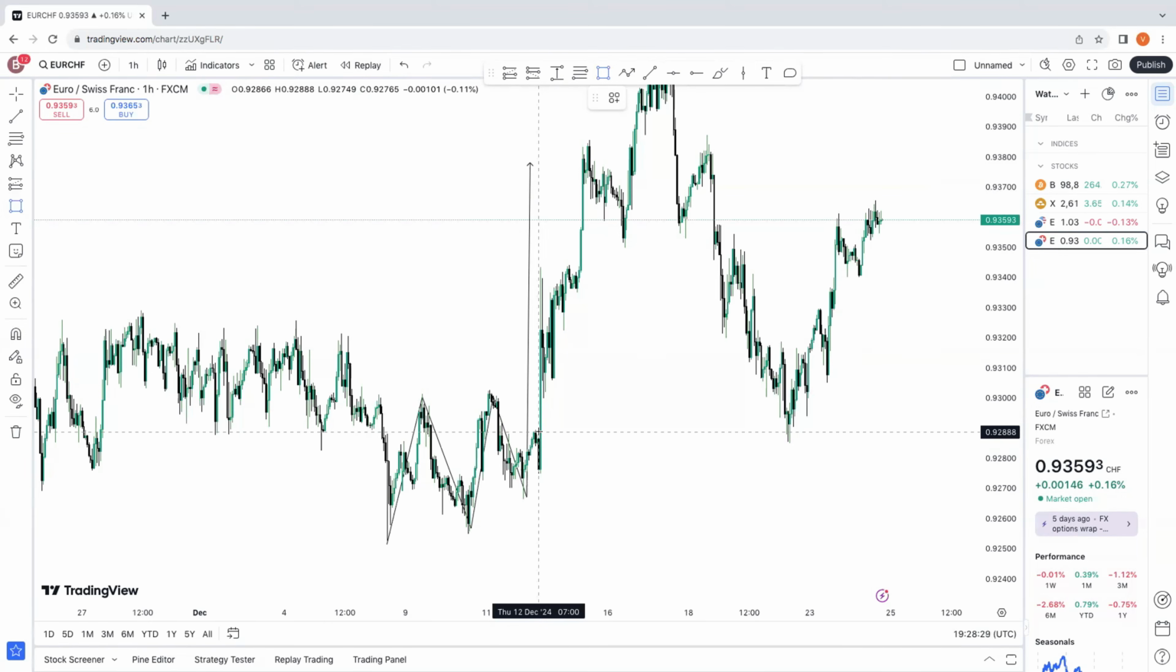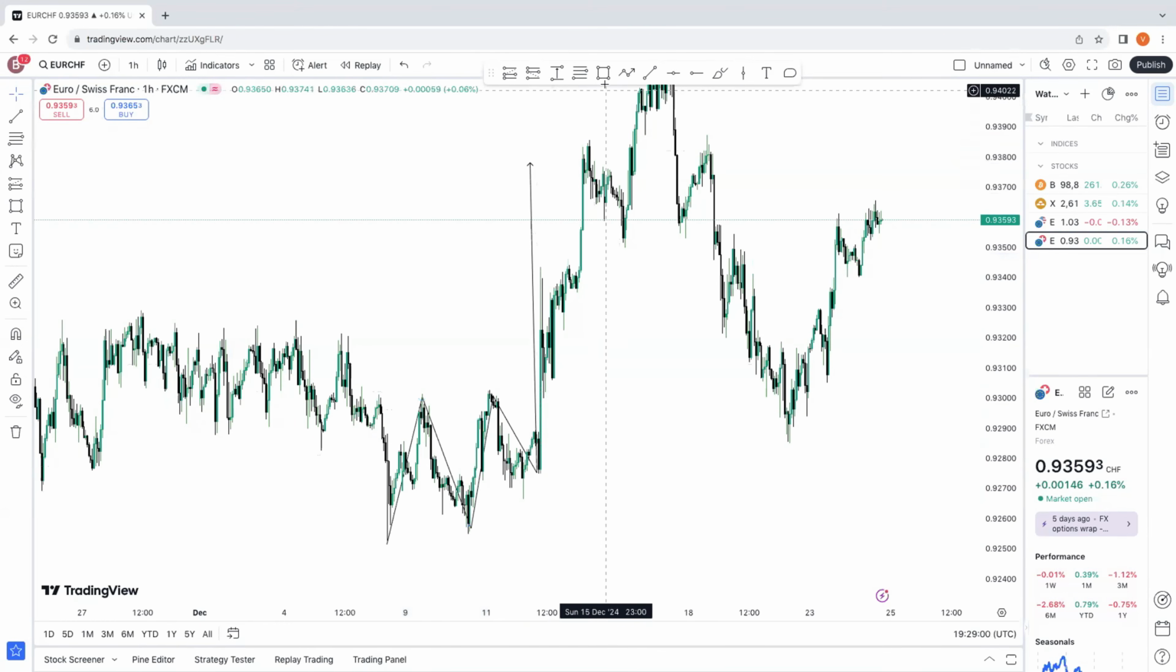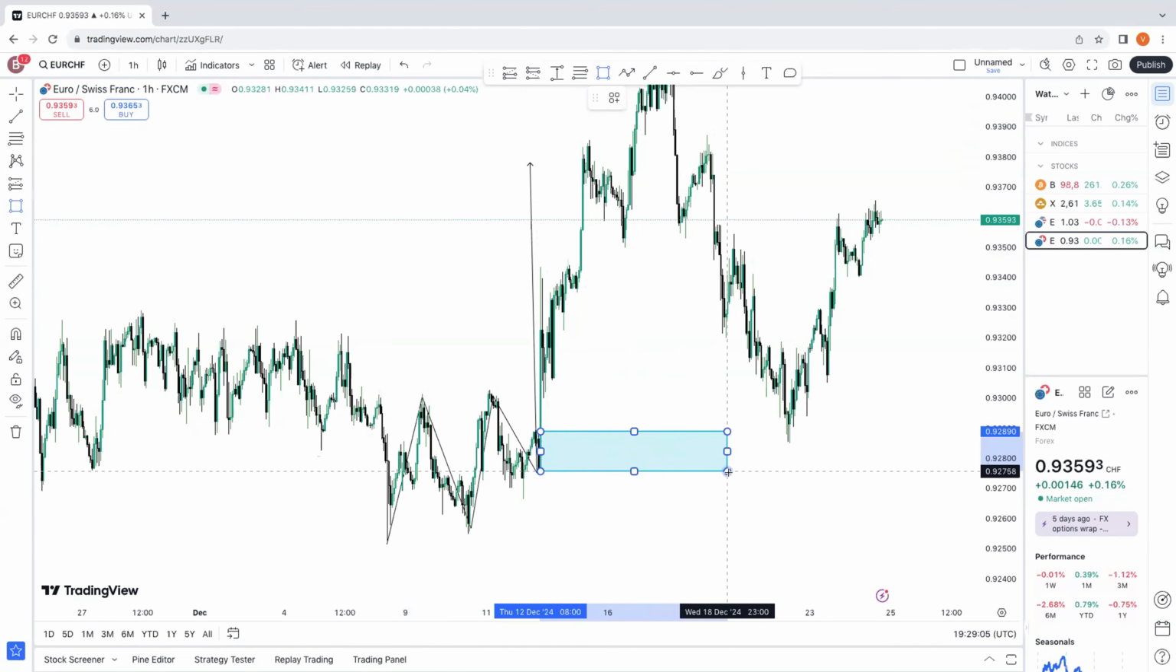Now, the buying order block is the opposite candle to the buy candle. It's the last opposite candle to the buy candle before price expanded. So in this scenario, this zone right here was where the expansion happened from, right? So this black candle is the last opposite candle before price expanded.